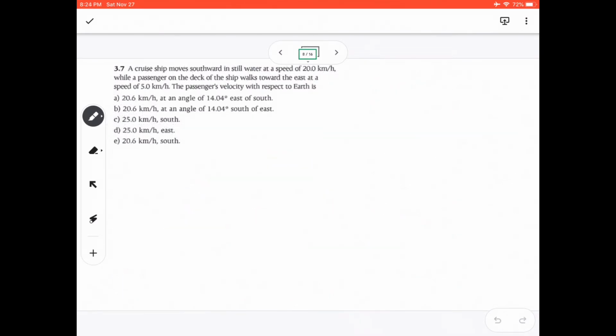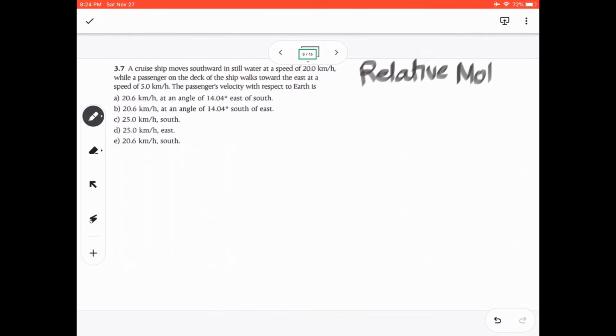Alright. Question 7. A cruise ship moves southward in still water at a speed of 20 kilometers per hour, while a passenger on the deck of the ship walks towards the east at a speed of 5 kilometers per hour. The passenger's velocity with respect to Earth is... Okay, so this question is about relative motion. I hope you remember relative motion.